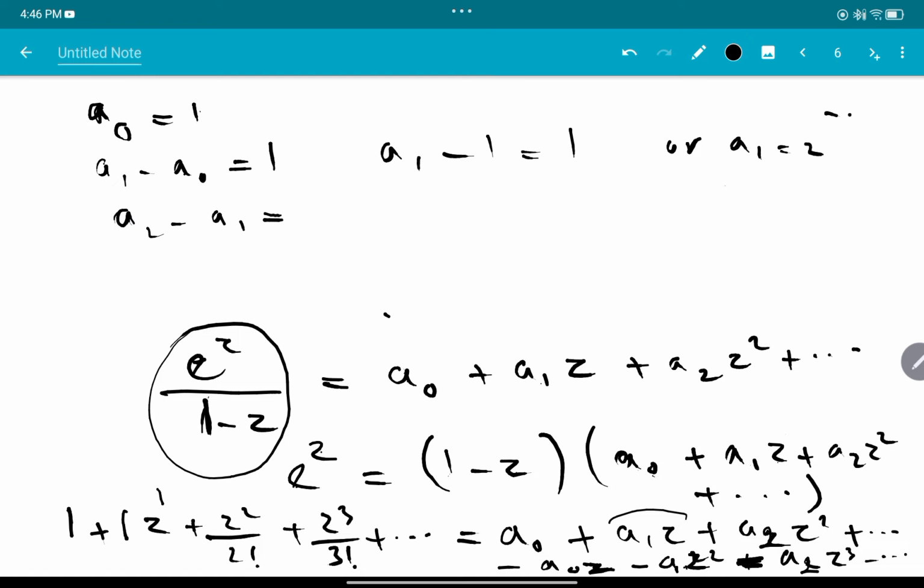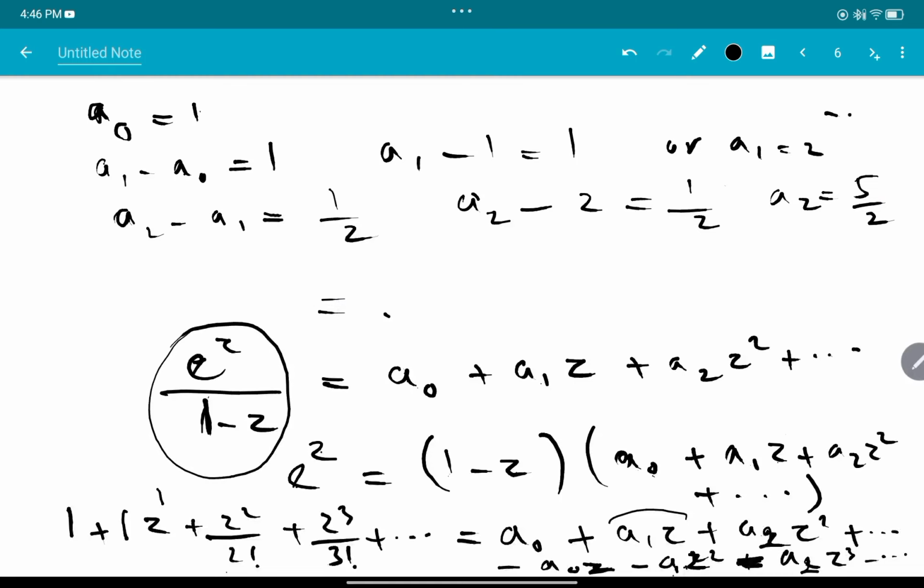Of course, here you have this 1 by 2, a2 minus a1 equals 1 by 2. Since you know a1, you substitute it here: a1 is 2, so a2 minus 2 is equal to 1 by 2, that is a2 is equal to 1 by 2 plus 2, that is 5 by 2, and so on. Similarly, you can determine these coefficients, and then when you substitute back here, you get this expression.